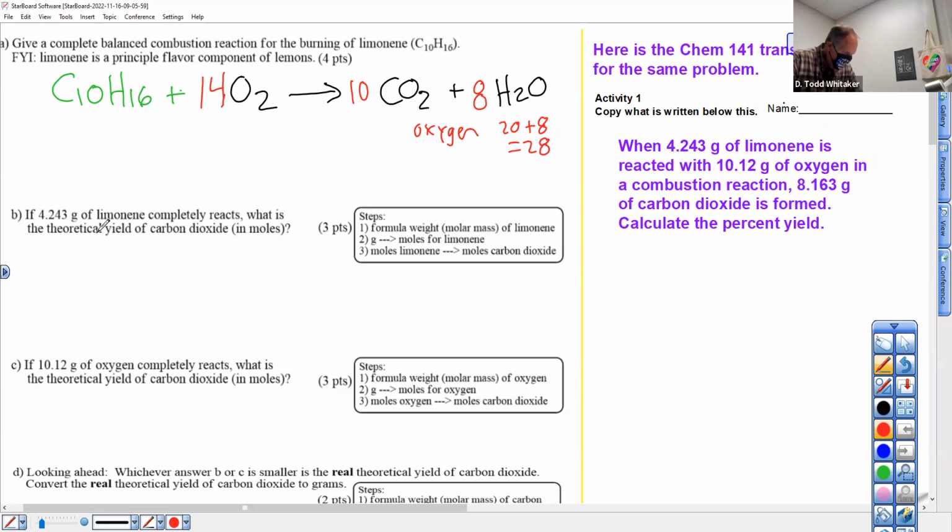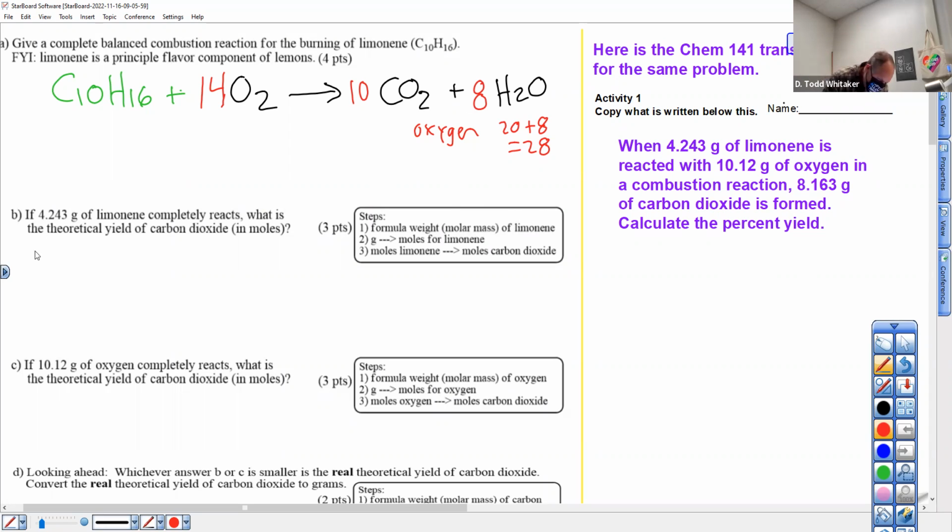And now we're going to say grams. You can't use grams in a balanced chemical equation. What are these things called again? The 1 here, the 14 here, the 10 here, and the 8 here. What are they called? Coefficients. What's the only thing they're good for? Moles of A to moles of B. You better get to moles first. It even reminds you right over here. You will not be reminded to go to moles in Chem 141.